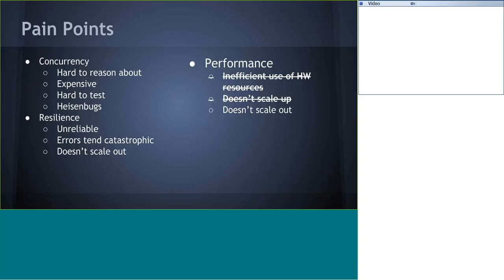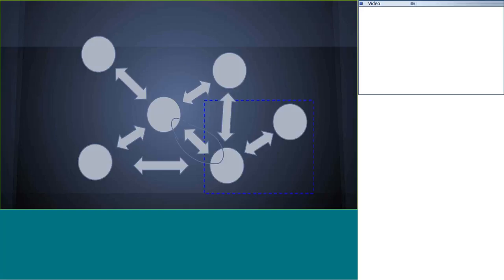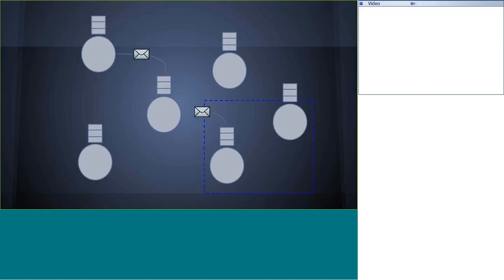So we get rid of those pain points through fixing that error, that problem in our model. We get rid of the inefficient use of hardware resources, and that scaling up problem just goes away. So we think about the scaling out problem. Again, we get rid of all this, and now we have message passing.